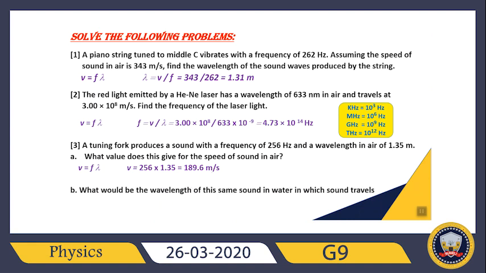And what would be the wavelength of this same sound in water, in which sound travels at 1500 meters per second? Here is a new speed, and using the same frequency we are going to calculate a new wavelength. Since v equals f multiplied by λ, λ simply equals v divided by f, as we said before. So 1500, the new speed, divided by 256, the frequency, equals 5.86 meters.